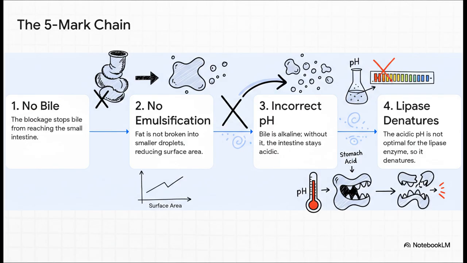So, the blockage stops bile from getting through. No bile means no emulsification. That's where fat is broken into smaller droplets. And if that doesn't happen, there's a much smaller surface area for the lipase enzyme to attack. But wait, there's more. Bile is also alkaline. Without it, the acid from the stomach makes the small intestine too acidic. That acidic pH is all wrong for lipase, causing the enzyme to denature, which basically means it changes shape and stops working. 5 clear points for 5 marks.